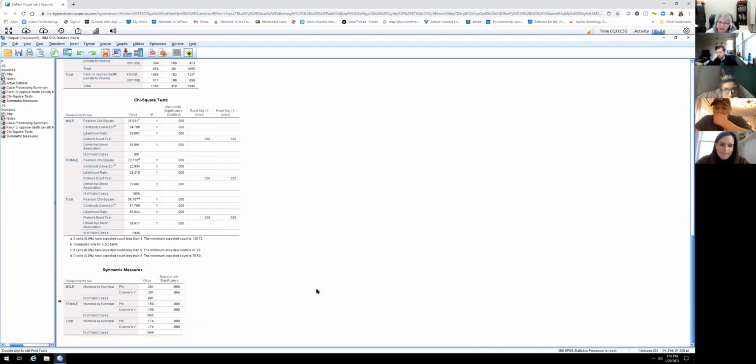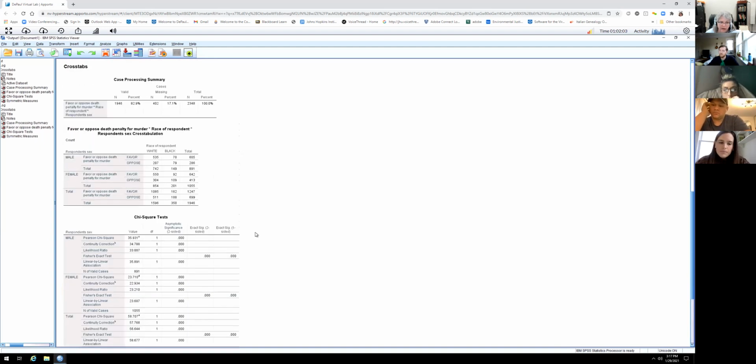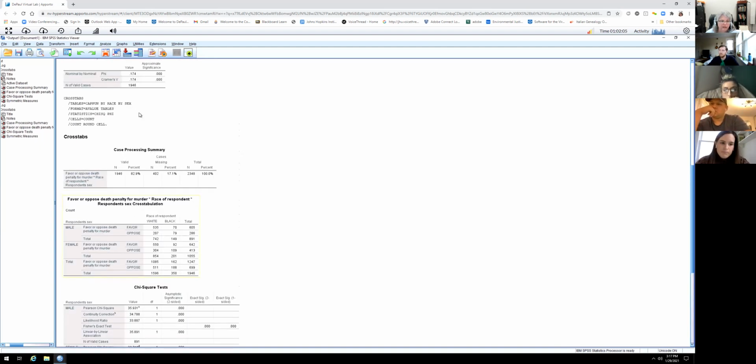Okay, so did significance change? No. Did strength change? This is 0.2, and you go back up to our phi from the full sample, it's 0.174. Is there a change? No. Why do I say no? Because it hasn't gone up a level. It's still weak.